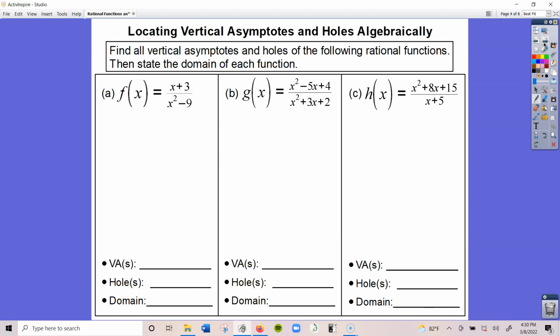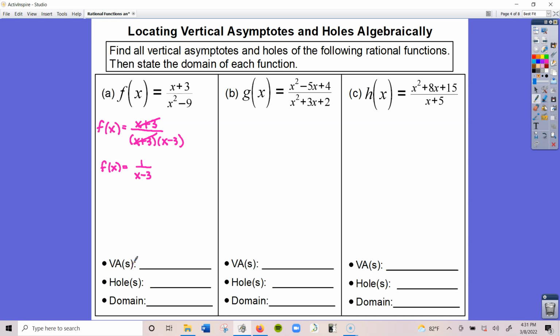So now let's just practice doing that. Let's practice finding vertical asymptotes, holes, and putting it together to figure out the domain of that rational function. So let's look at A. We have x plus 3 over x squared minus 9. Let's factor. The numerator cannot be factored, so it'll stay as x plus 3. But the denominator is a difference of squares, so that's going to be x plus 3, x minus 3. My common factors here will cancel, and I'm left with my simplified rational function of 1 over x minus 3.